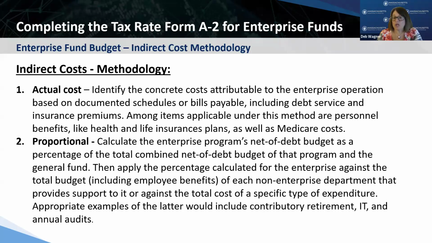So for example, if you're talking about debt service, you might use actual. If you're talking about accountant's salary or treasurer collector's salary, you would use proportional. So you can use a combination of these methods.